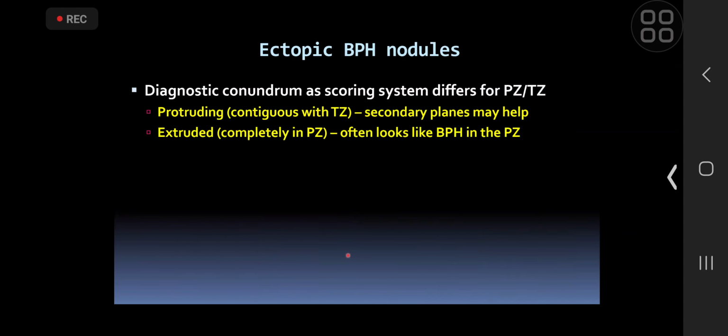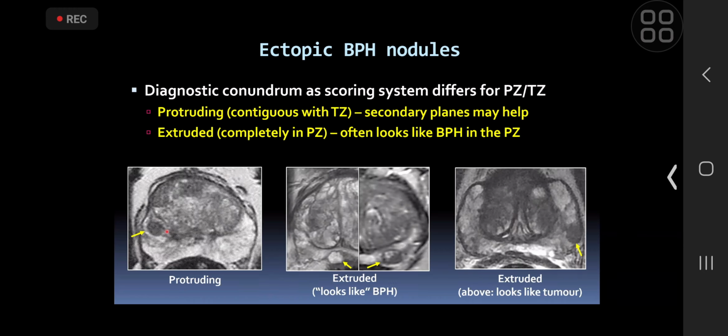And in this case here, this one is homogeneously low T2 signal intensity, but well-defined around the outside. One difficulty is nodules of BPH that appear in the wrong place. And obviously that can be challenging because we apply a different scoring system, as we've touched upon, for the peripheral zone and the transition zone. So most typically, these are quite obvious. They're just nodules of BPH that are poking out into the wrong place, and we describe them as protruding ectopic nodules. But occasionally, they can be rest cells that are completely within the peripheral zone and surrounded by normal peripheral zone tissue. And we refer to those as extruded nodules of BPH.